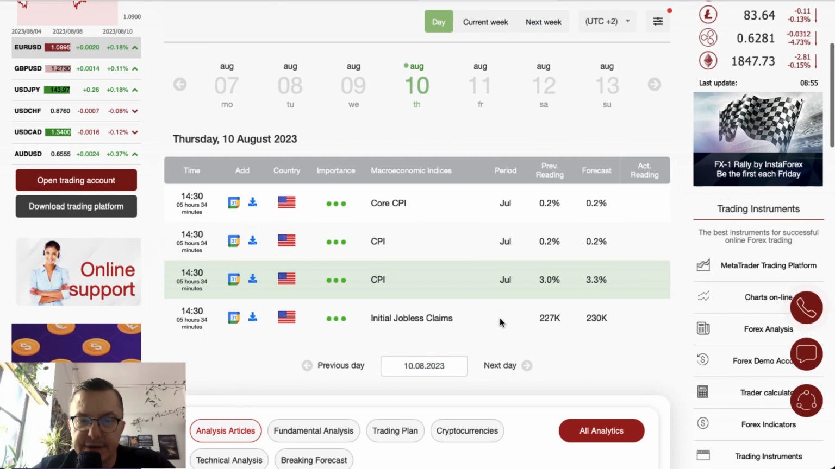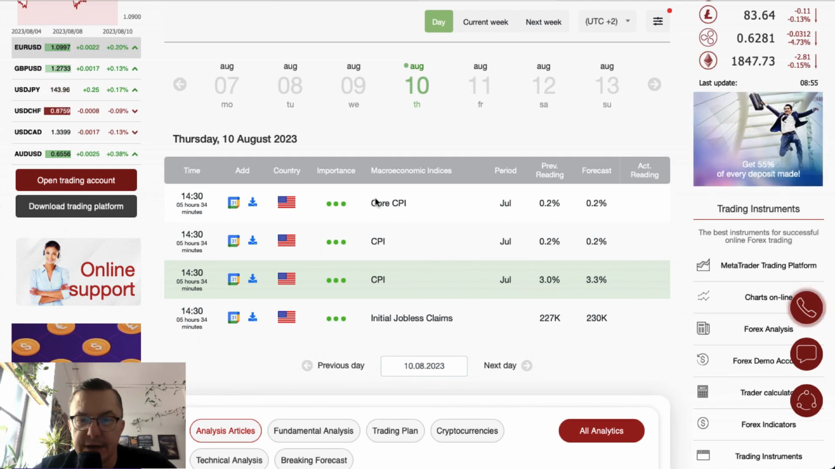It looks like a busy day during the New York session because we have plenty of data related to the CPI scheduled for release at 2:30. So core CPI from the US, CPI and the other measure of the CPI are all scheduled at 2:30 together with the initial jobless claims.